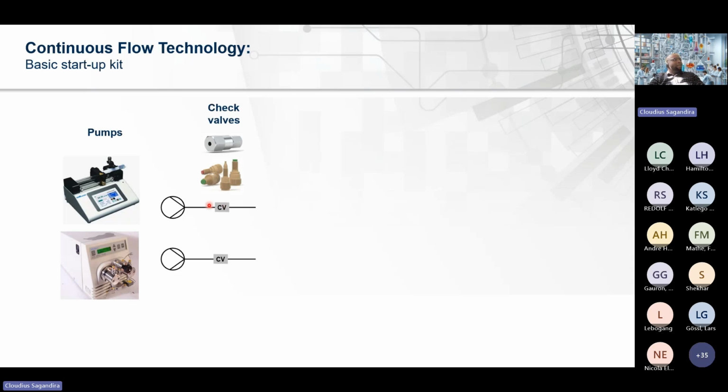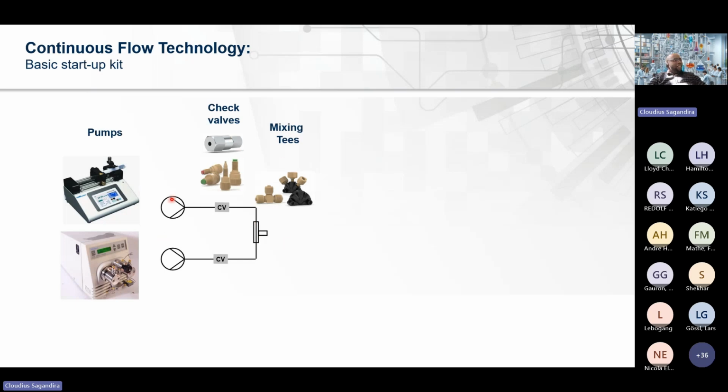Check valves make sure that if you are using syringe pumps, you have a flow in one direction and you don't have backflow, which is important in terms of the system being consistent. So these are the types of check valves that you can buy. They're not expensive. And what else do you need?